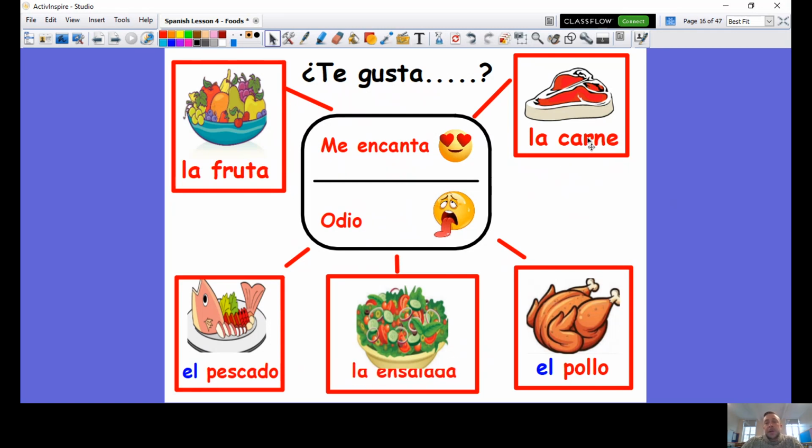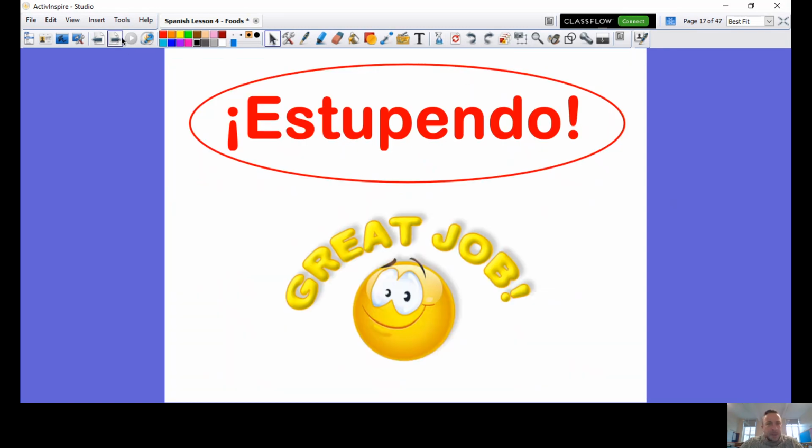Ask me if I like meat. Say to me, ¿te gusta la carne? Odio la carne. I really don't like meat. One more question. Ask me if I like fruit. Say to me, ¿te gusta la fruta now? Me encanta la fruta. I love fruit. It's very good for you. Wow, well done. Time to give yourselves another estupendo.